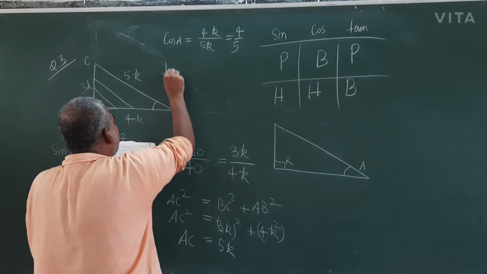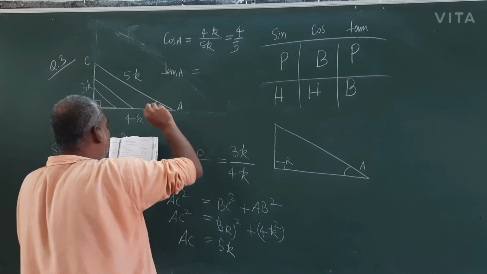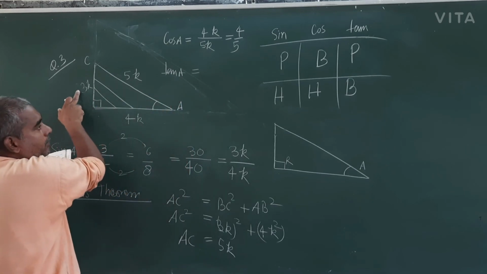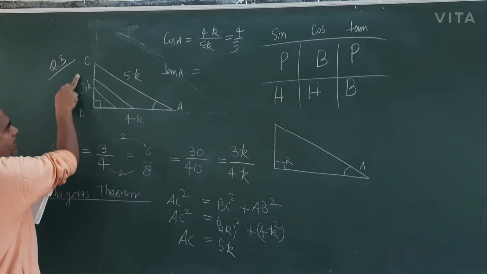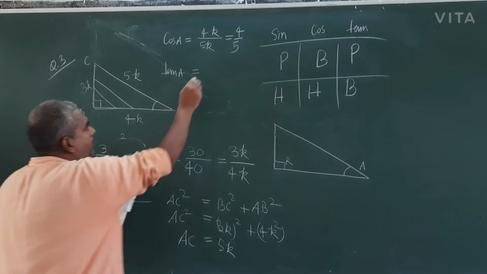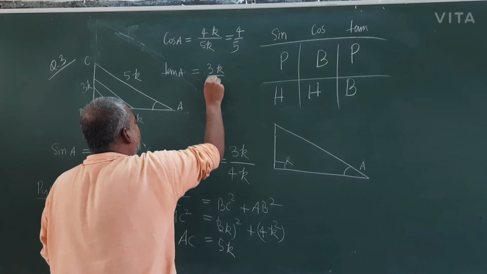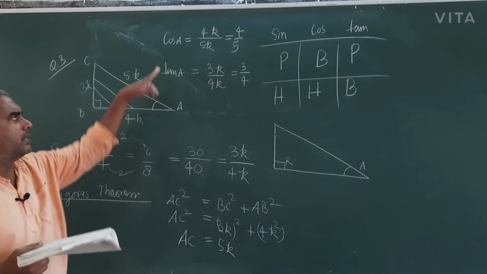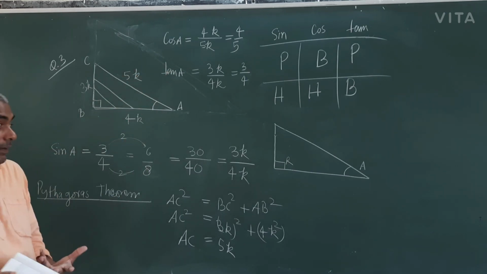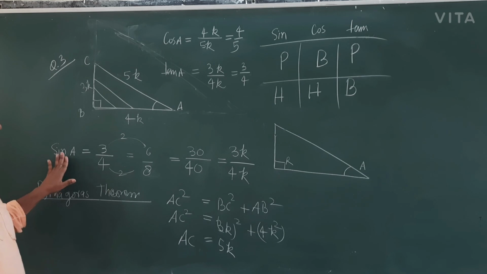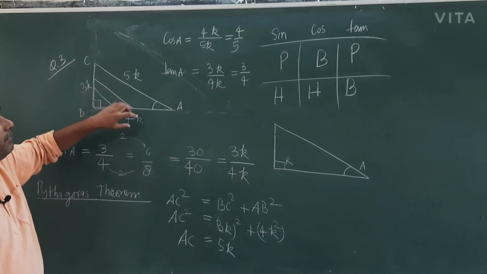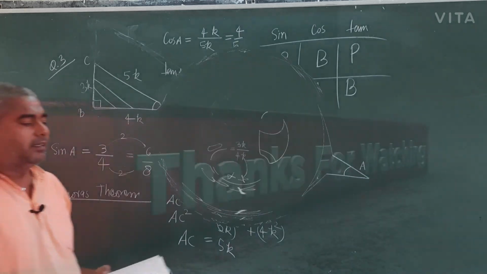And tan A: sin, cos, tan are the important ones, because the others are inverses of these. So tan A is equal to perpendicular by base. So 3k upon 4k is equal to 3 upon 4. These are the answers. And it's very interesting, if we know any one ratio, we can find all the other ratios. And with any one ratio and at least one side, we can find all the sides. So in trigonometry, you will see.